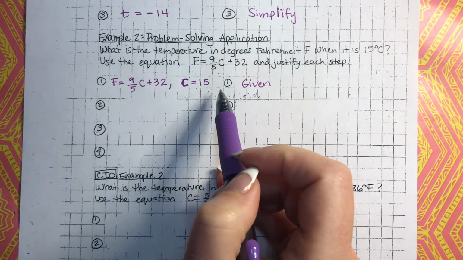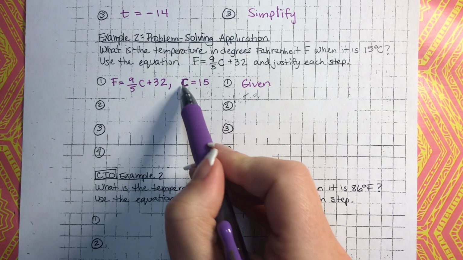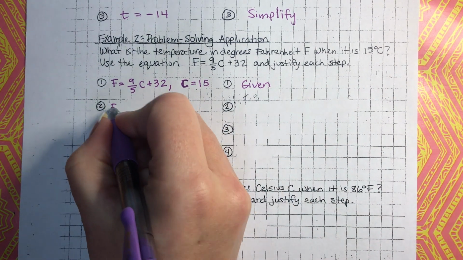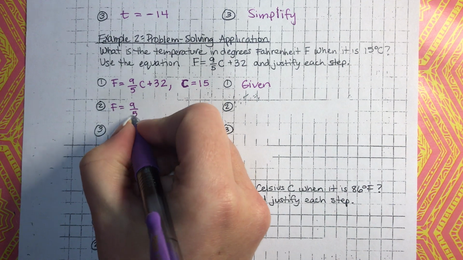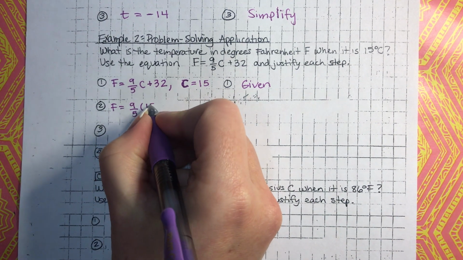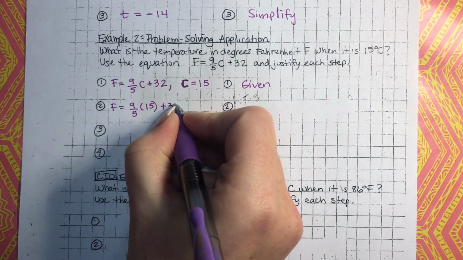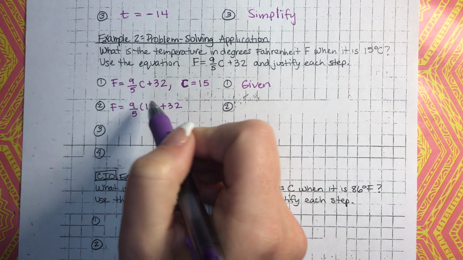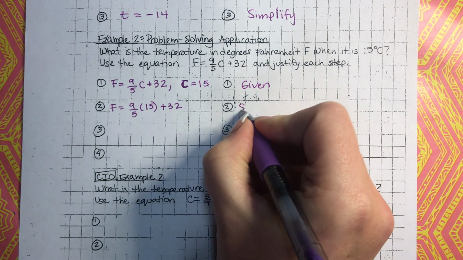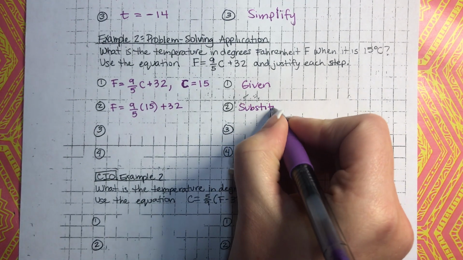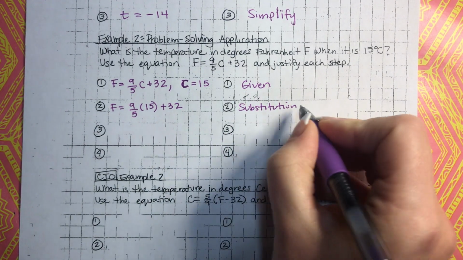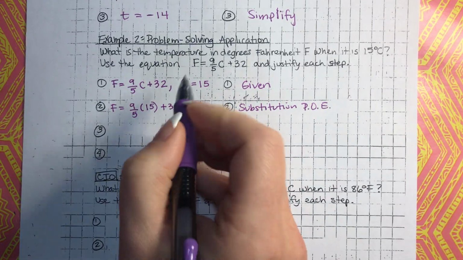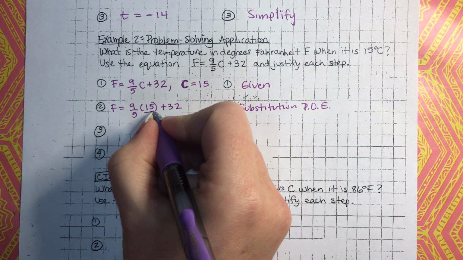Then in my next step, I'm going to substitute this C equals 15 in here. And that's the only thing. I just substituted this given information into this given formula. And so this is called the substitution property of equality.